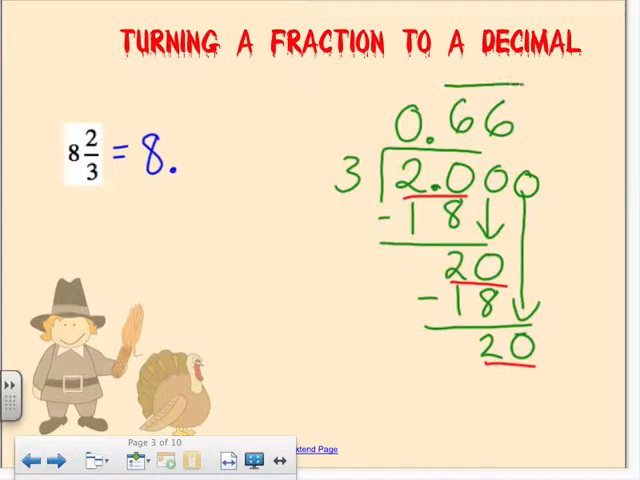The way you show it's repeating is you put a line over top of it. So my answer is 8.6 repeating. I could put both 6s, I could put 3 6s, it doesn't really matter. It's just that 6 is repeating. So 8 2/3 is equal to 8.6 repeating.